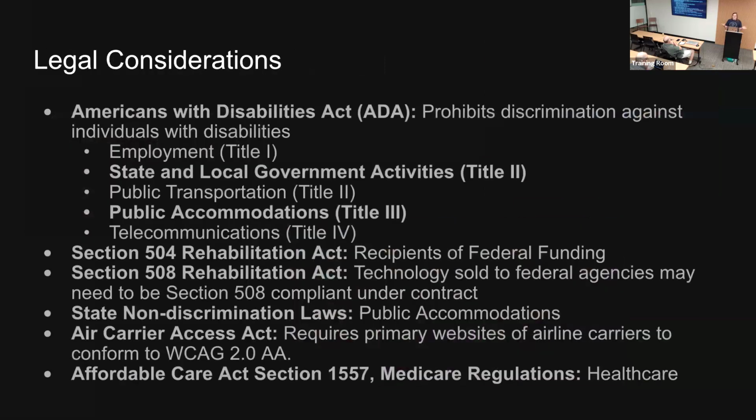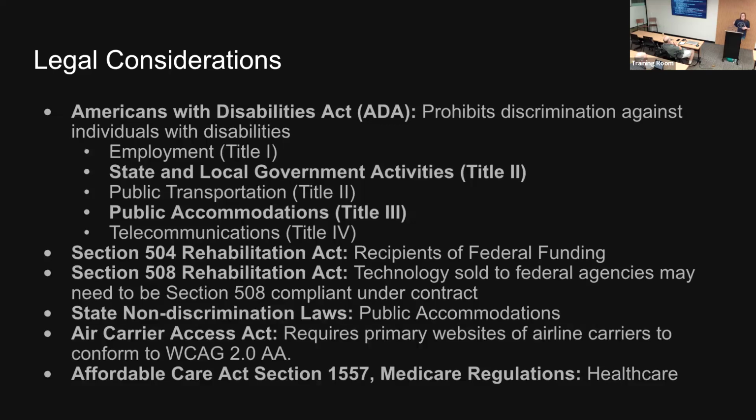Also, there are legal considerations. So, a quick primer on the legal aspects in the US. We have the Americans with Disabilities Act, which prohibits discrimination against individuals with disabilities. And this has 5 titles. Title I, employment. Title II, state and local government activities. Title III, public transportation, public accommodations. Title IV, telecommunications.